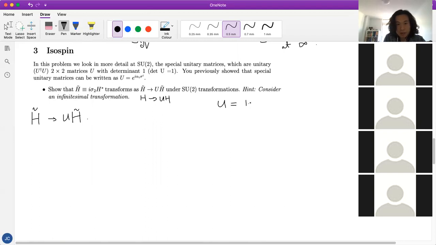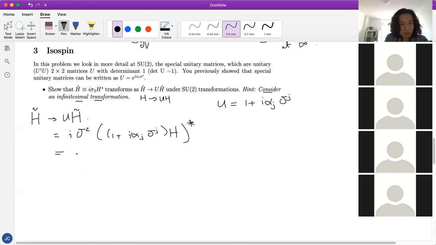Before the start, I should say that U is going to be taken as 1 plus i alpha_j sigma_j. It says consider the infinitesimal transformation, so I'm just going to take the Taylor expansion form of U for this. Then this equals i sigma 2, which doesn't get transformed, so it's fine, times (1 plus i alpha_j sigma_j) H, and the whole thing starred. So I'm transforming the H star here. That's the only thing that transforms under SU2.